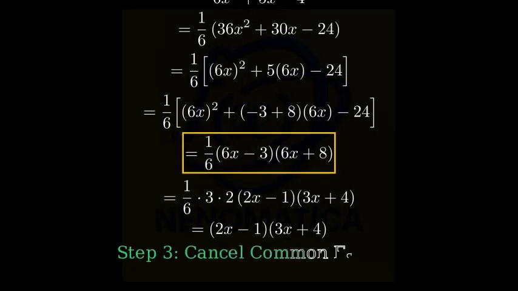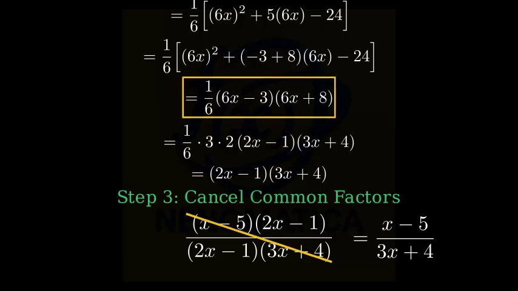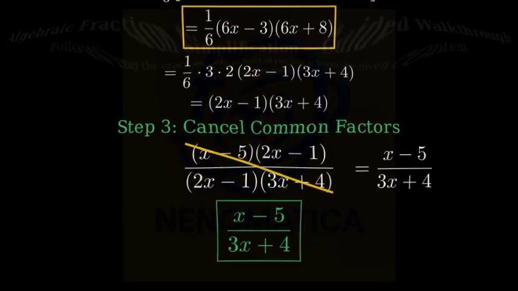Step 3. Write the simplified fraction and cancel the common factor. Substitute the factored forms into the fraction. The factor 2x minus 1 appears in both the numerator and the denominator, so it cancels. We are left with x minus 5 over 3x plus 4. This is our simplified answer.